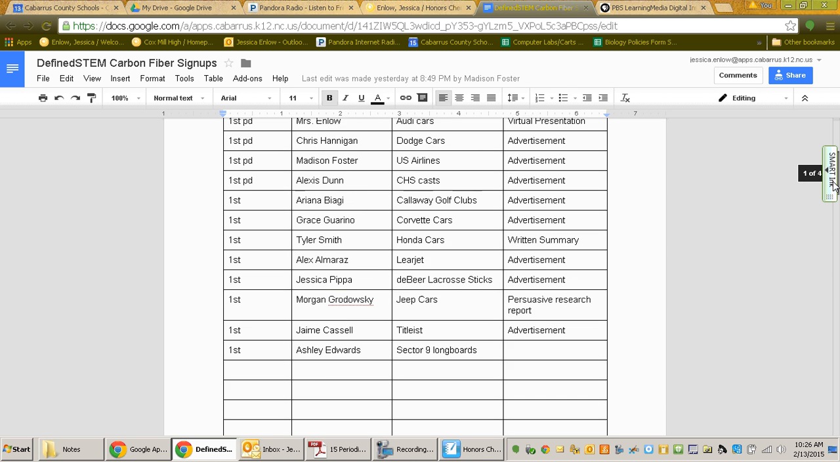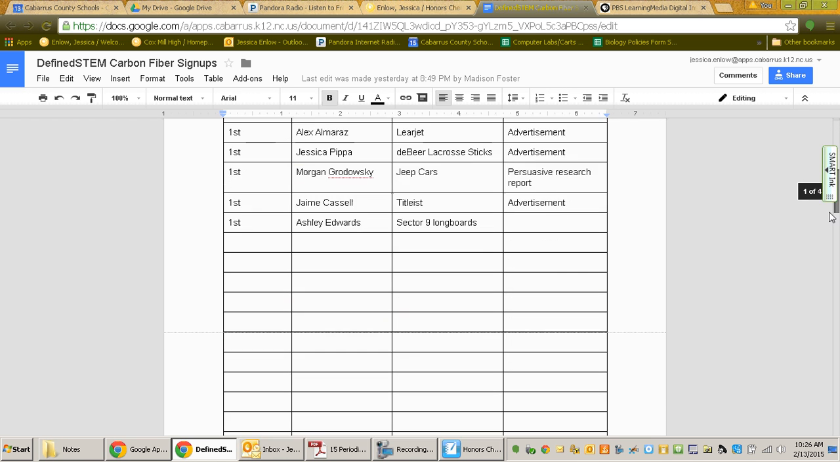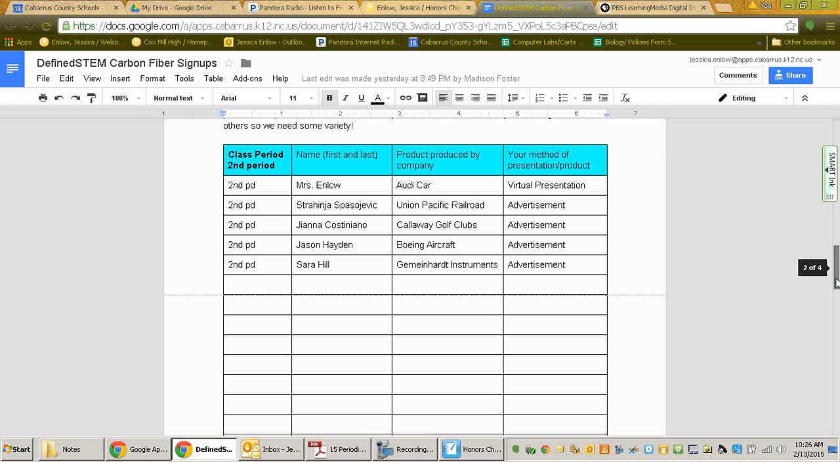So please make sure you claim, and don't forget, the instructions are for you to claim a product that a company makes. So you can use Audi. I'm not doing this, so you guys can use Audi if you want. And then your presentation method. So a lot of you are using advertisements because that's fun. Virtual demonstration or presentation would be like a Prezi.